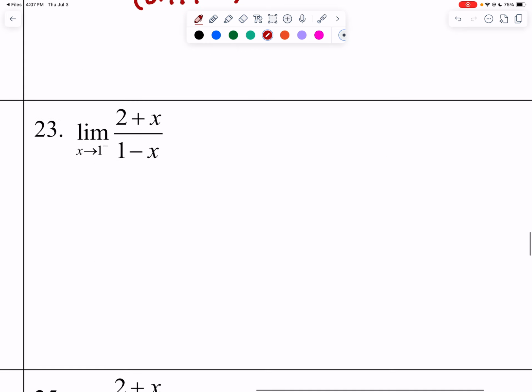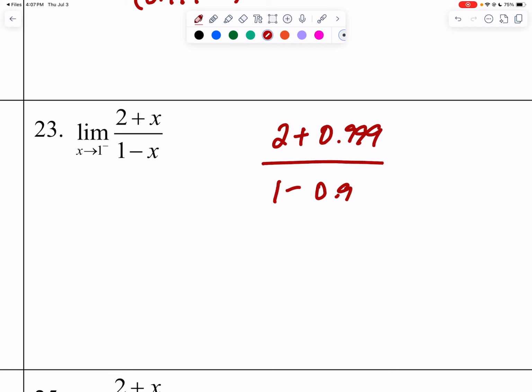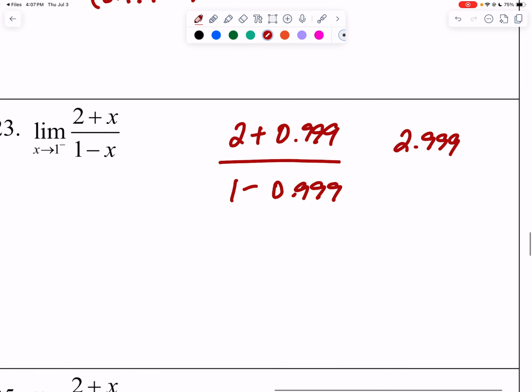Likewise, for 23, I'm going to plug in a number to the left of 1. Like I said, 0.9999. So then I'm going to have 2.9999 over a very small positive number. So 2.9999, or essentially 3 over a very small positive number, is going to give me positive infinity.